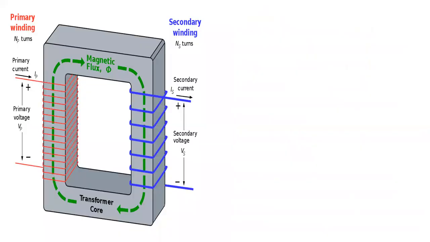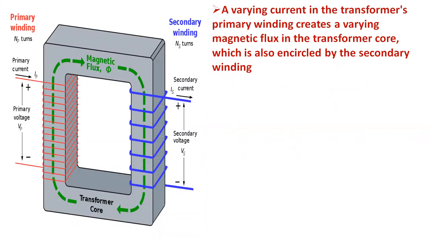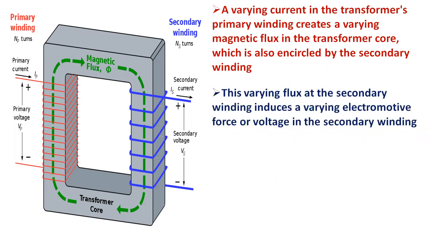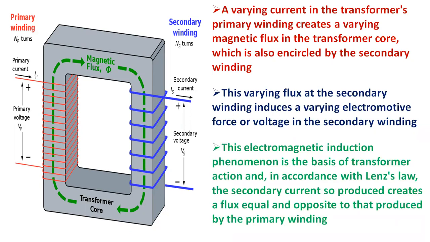An ideal transformer is linear, lossless, and perfectly coupled. Perfect coupling implies infinitely high core magnetic permeability and winding inductance, and zero net magnetomotive force. A varying current in the transformer's primary winding creates a varying magnetic flux in the transformer core, which is also encircled by the secondary winding. This varying flux at the secondary winding induces a varying electromotive force, or voltage, in the secondary winding.